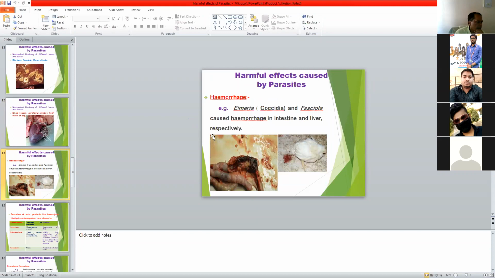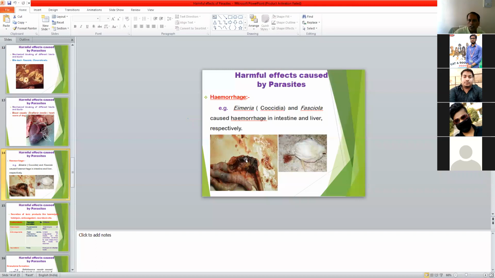Then another harmful effect is hemorrhage. Some parasites cause hemorrhages in the infected host. Like one of the important parasites is Eimeria, commonly known as coccidia, which causes hemorrhage in the intestine, and Fasciola. I have told previously, Fasciola also causes mechanical damage of the liver parenchyma and ultimately damage of the liver, with hemorrhage in the liver. Eimeria is an intestinal protozoan parasite, and causes hemorrhages, bloody diarrhea, hemorrhages in the intestine and leads to the symptom of hemorrhagic diarrhea.